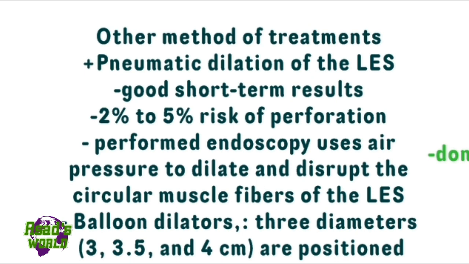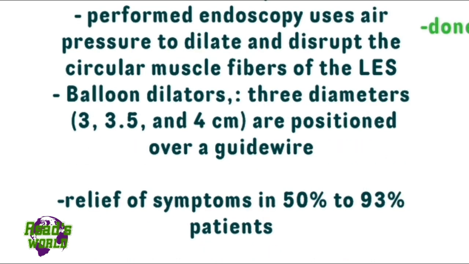In this treatment, endoscopy is performed, and air is used to dilate and disrupt the circular muscle fibers of the lower esophageal sphincter. Three types of balloon dilators are used, of 3, 3.5, and 4 cm respectively, and they cause relief of symptoms in around 50 to 93% of patients.